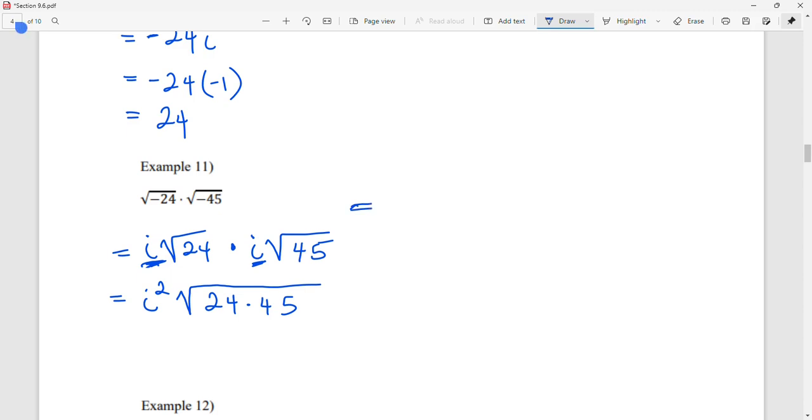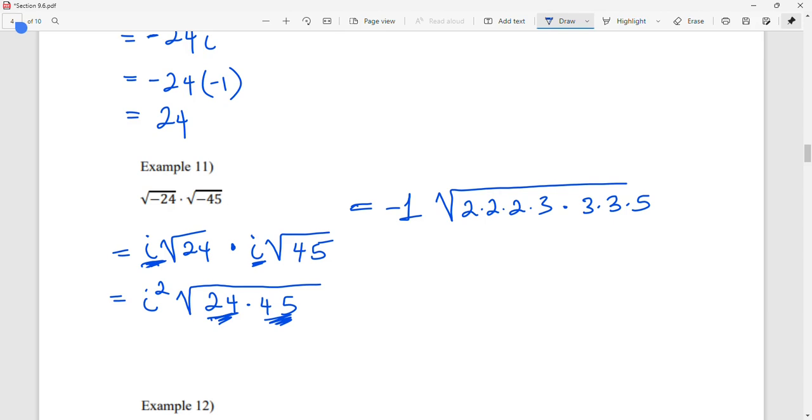We have i squared in the front. That's going to give us a negative 1. And then we could break down 24 and 45 into the prime factorization. So 24 is 2 times 2 times 2 times 3. And 45, that's going to be 3 times 3 times 5.